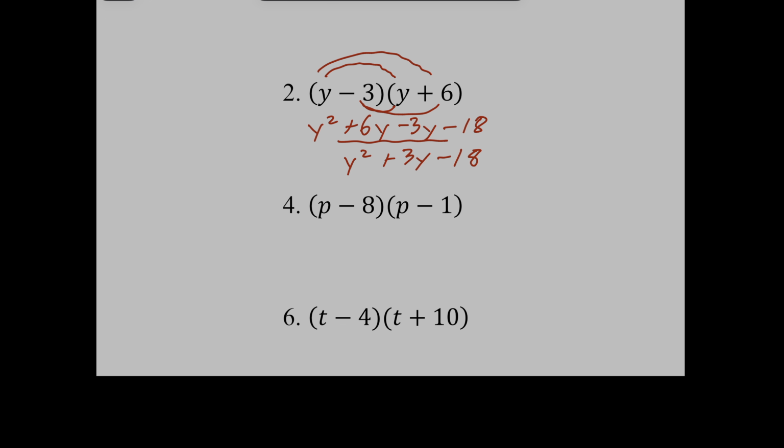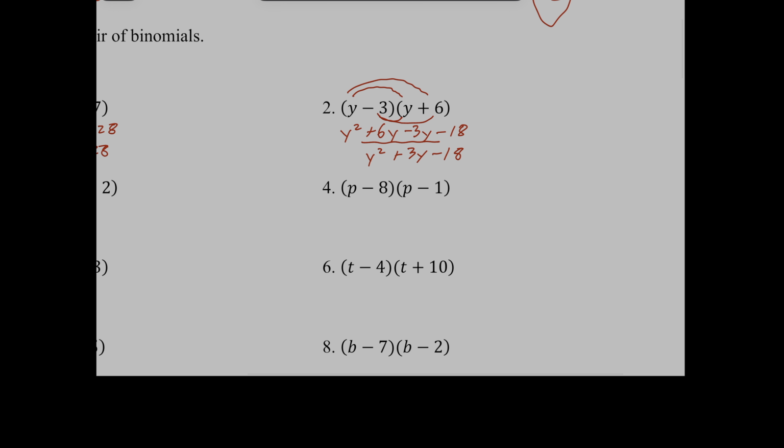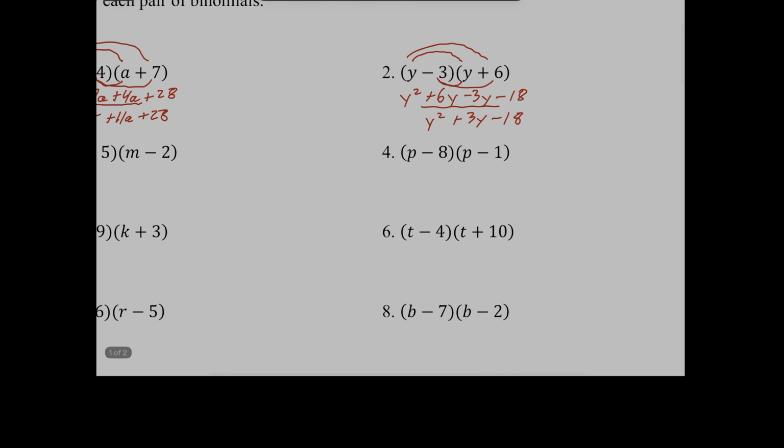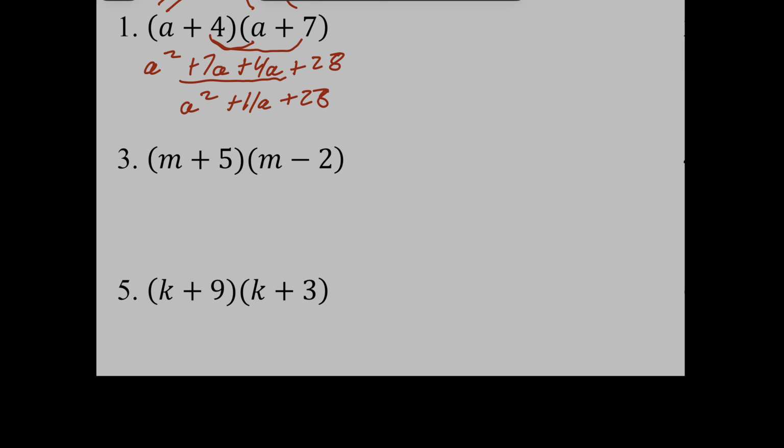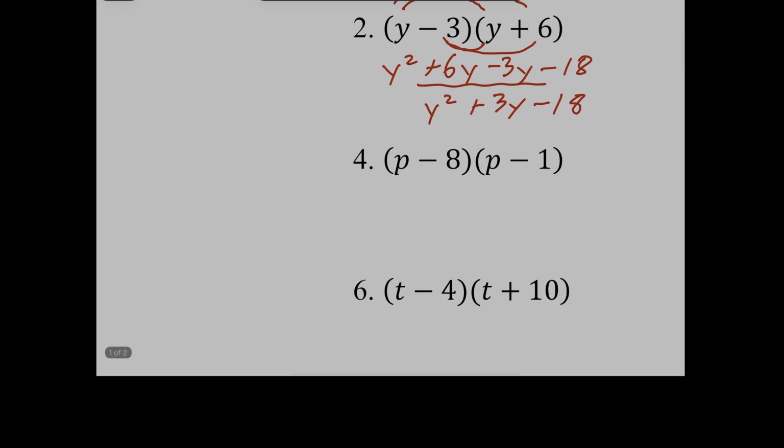Now, I showed you a shortcut in version A. You do need to know this, and we're going to do this a lot in version C, so make sure you understand what FOIL means. But now, here's the shortcut. If you notice in number 1, if I just take the positive 4 and positive 7 and add them, I get the middle. If I take the positive 4 and positive 7 and I multiply, I get the third term. Look at the other one I did. If I take negative 3 and positive 6 and add, I get positive 3. If I take negative 3 and positive 6 and multiply, I get negative 18.